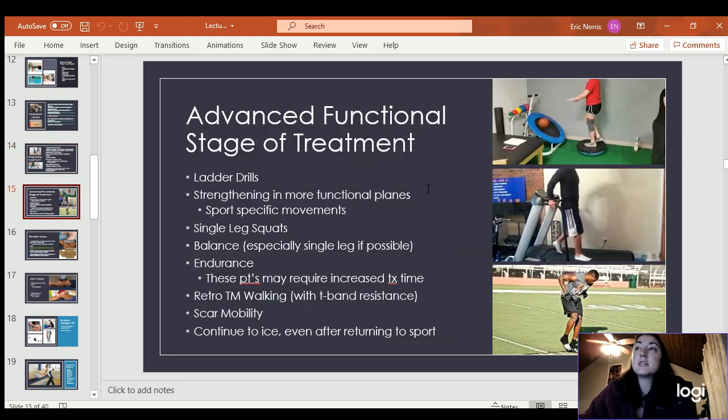All right, advanced functional stage of treatment. Of course, you are trying to do sport-specific movements, movements for a job that they may have, whatever they need to do for their everyday life, you need to practice those movements. So ladder drills are great. There's all kinds of lateral and forward and backwards motions that you can incorporate into the ladder drills. Retroambulation, remember, eccentrically strengthening the muscles that you need for gait.